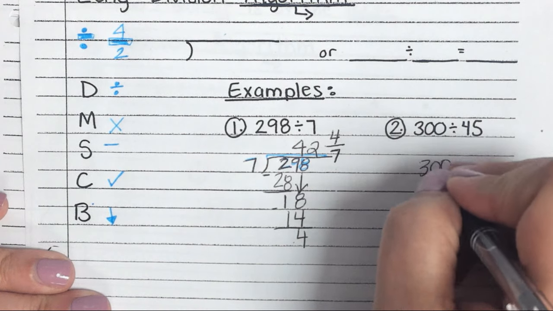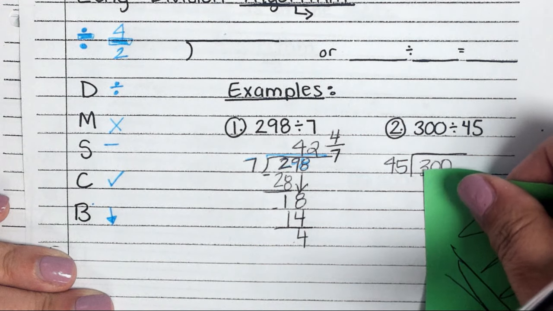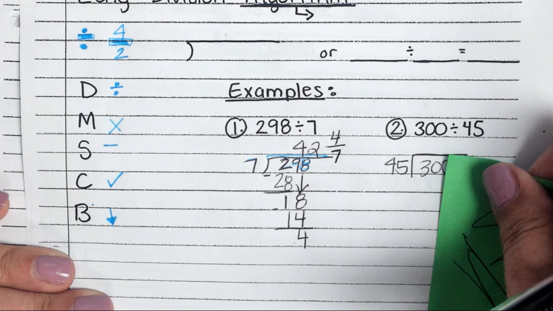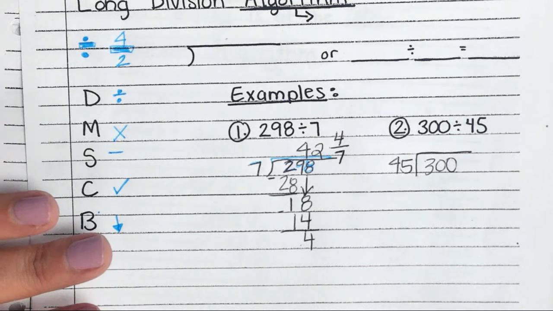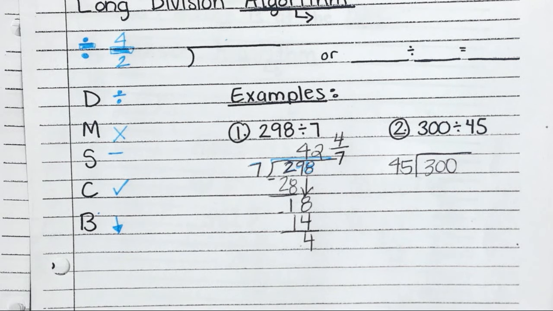This time we have 300 divided by 45. Okay, looking at this. Can 45 go into 3? No. Can 45 go into 30? No. Can 45 go into 300? Yes. Now, I don't know about you, but I don't randomly go around counting by 45. I could if I really sat down to do it, but can I estimate? Yes. What's 45 close to? 50. Can I count by 50s? Yes. So how many times will 50 go into 300?